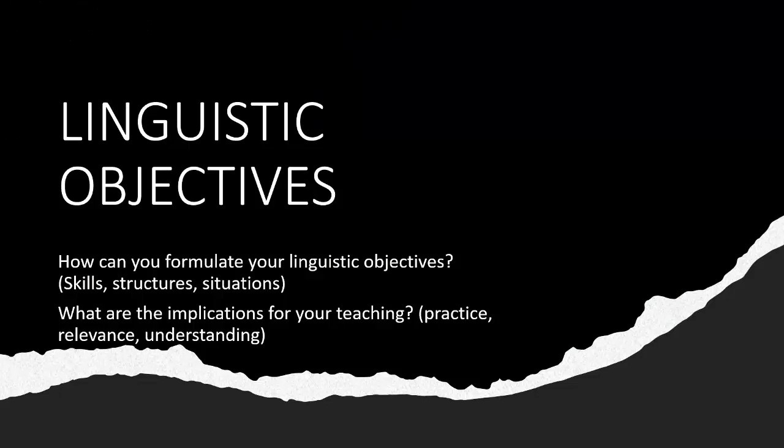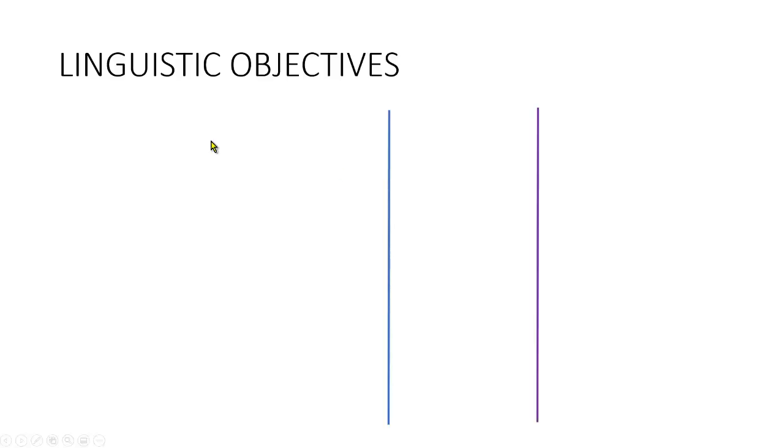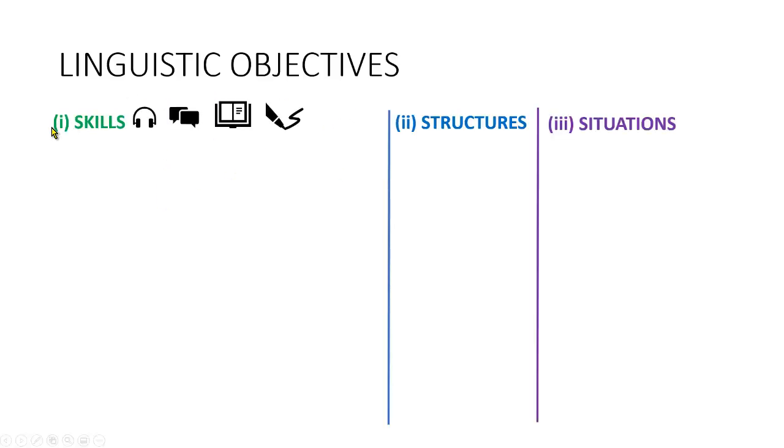When you're planning a lesson, you will need to have very clear in your mind what your linguistic objectives are. And how can you formulate your linguistic objectives in terms of skills, structures and situations? And what are the implications then for your teaching, the practice, the relevance, the understanding? Here we are. Linguistic objectives often are expressed in terms of the skills which the pupils will be able to acquire, the structures they use. You might think of that as grammar, but structures can be a very helpful way of talking about it, and in what situations are they going to use it.